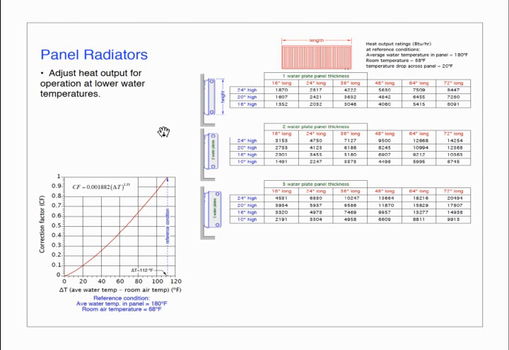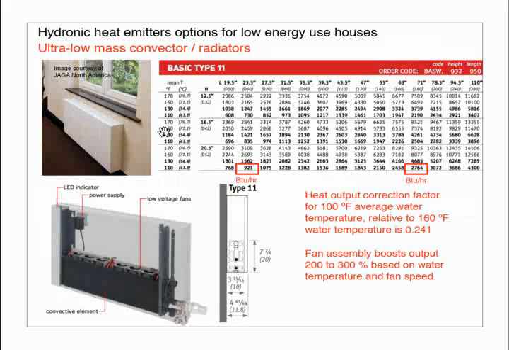Jaga North America has products out, these low H2O panel rads with the micro fans. They have excellent heat output characteristics at low water temperatures. These products are really designed for heat pumps in the European market, and they're now becoming available in the North American market.